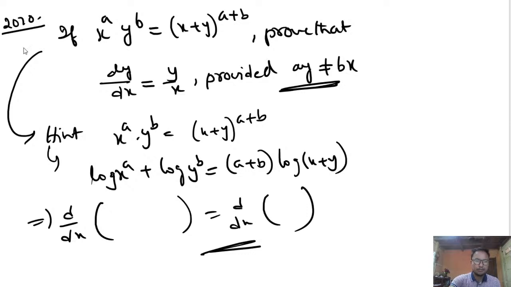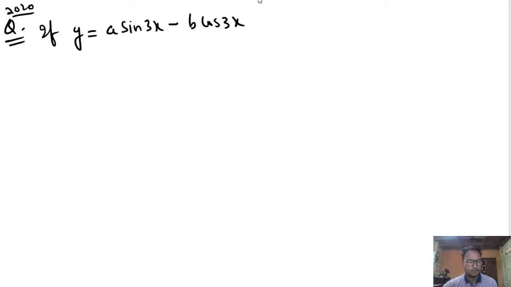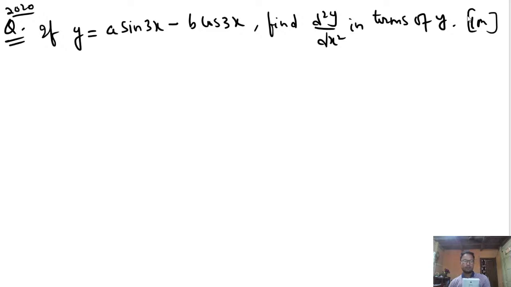Next one mark question. This same question we have already done, we have already solved. Whatever, let's move to the next question. There is another question. 2020: if y is a sin 3x minus b cos 3x, find d2y by dx square in terms of y. One mark, d2y by dx square in terms of y.